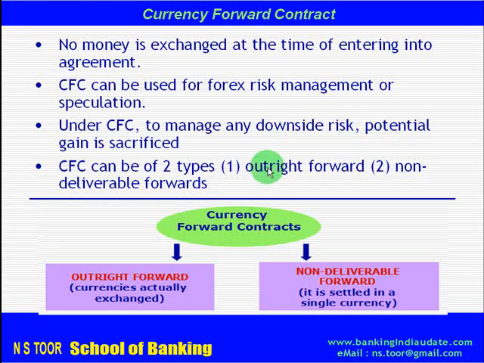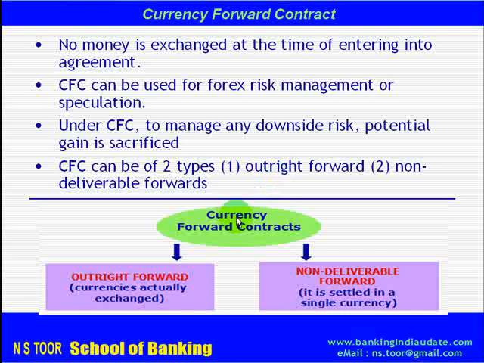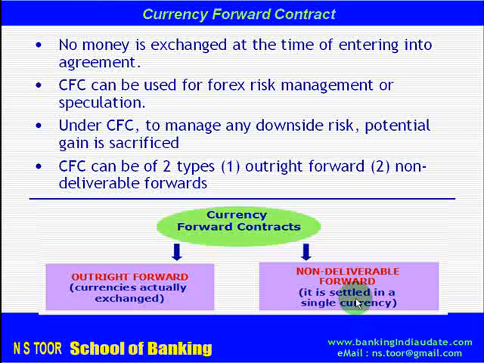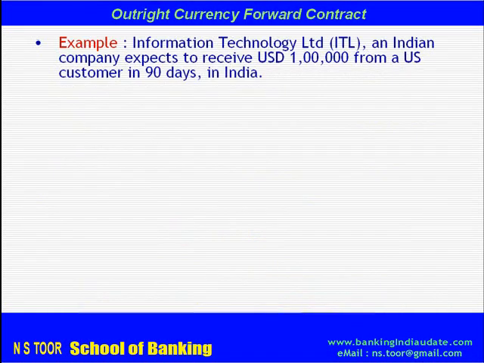These types of contracts are of two types. One is called an outright forward contract, where currencies are actually exchanged. Another is the non-deliverable forward contract, where currencies are not exchanged, rather settlement is made in one currency. Let us clarify this issue more with the help of an example. First we take the outright currency forward contract.